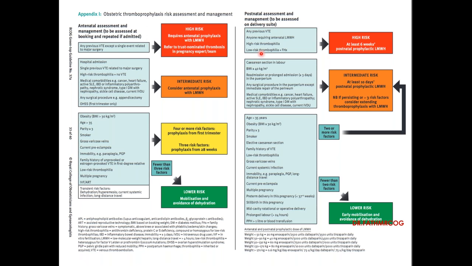Postnatal assessment: any previous VTE, anyone who required antenatal low molecular weight heparin, high risk thrombophilia, or low risk thrombophilia plus family history is high risk, and we will continue for at least 6 weeks. And if there is cesarean section in labor, BMI more than 40, admission or prolonged admission of more than 3 days, any surgical procedure in the puerperium, or medical comorbidities, this is classified as intermediate risk, and we give at least 10 days of postnatal prophylaxis with low molecular weight heparin.